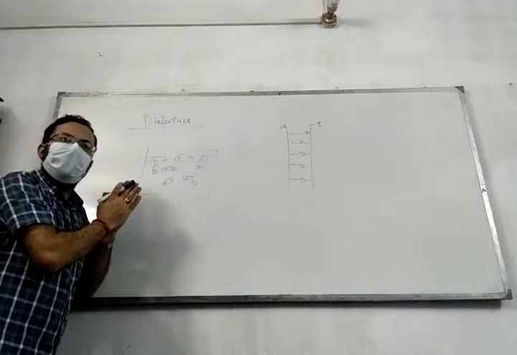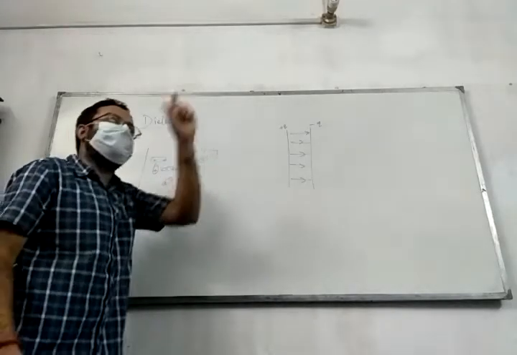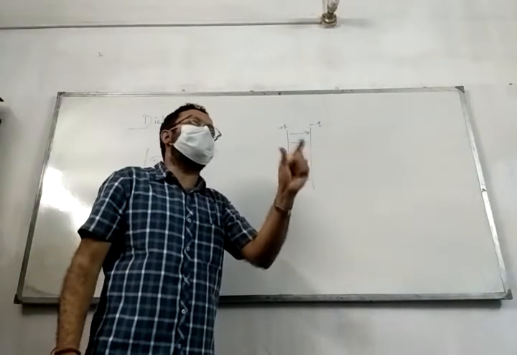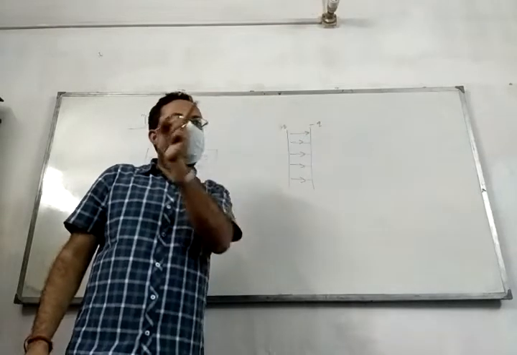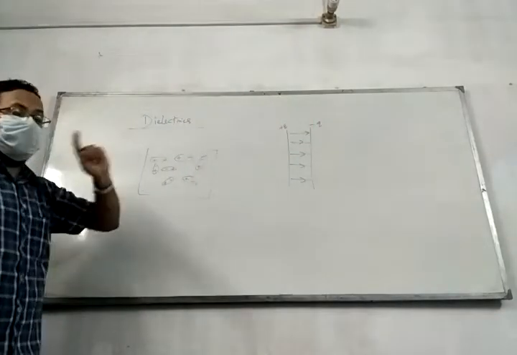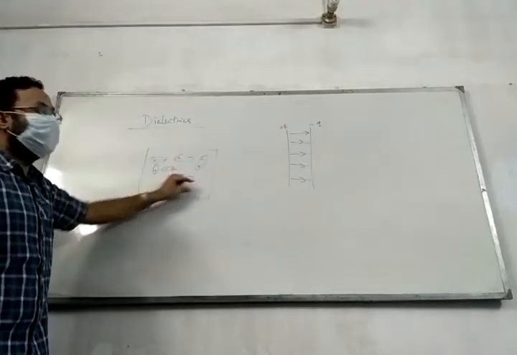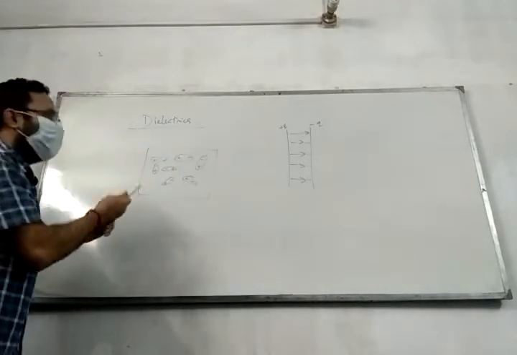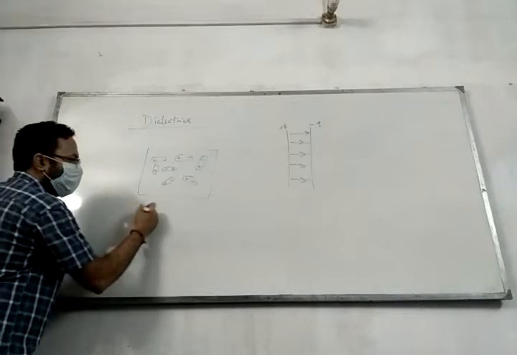You know, when a dipole is placed inside a uniform electric field, what happens? It orients itself along the direction of the electric field. So what will all these dipoles do? They will orient themselves, and what will happen?